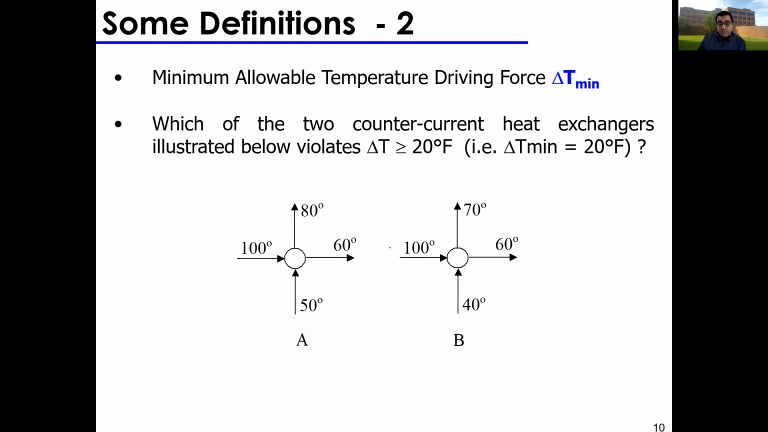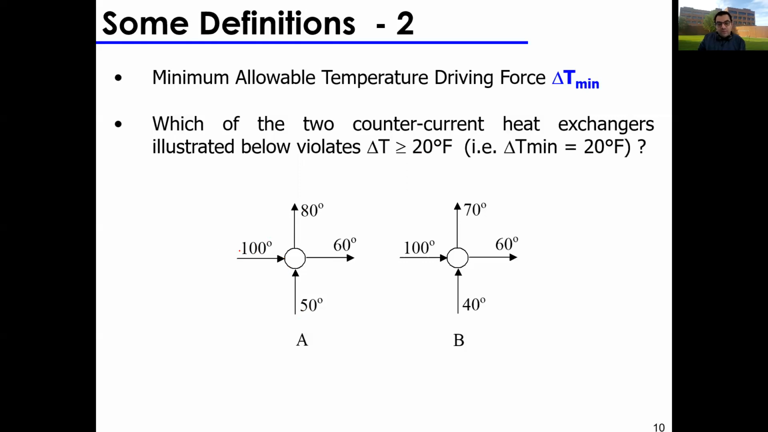So I have two cases. Case A, I have one stream entering at 50, leaving at 80, and one stream entering at 100, leaving at 60. So where do you calculate your minimum driving force?